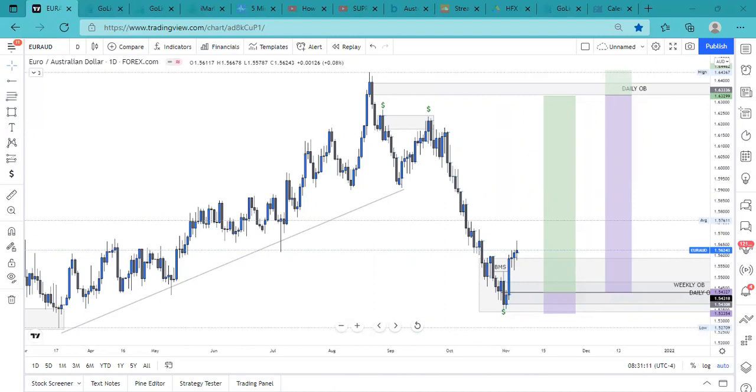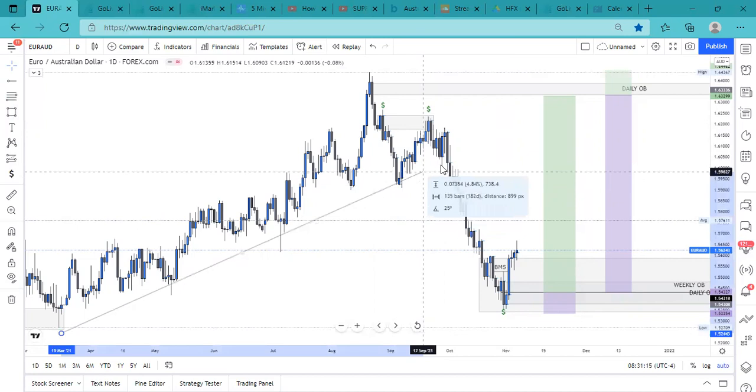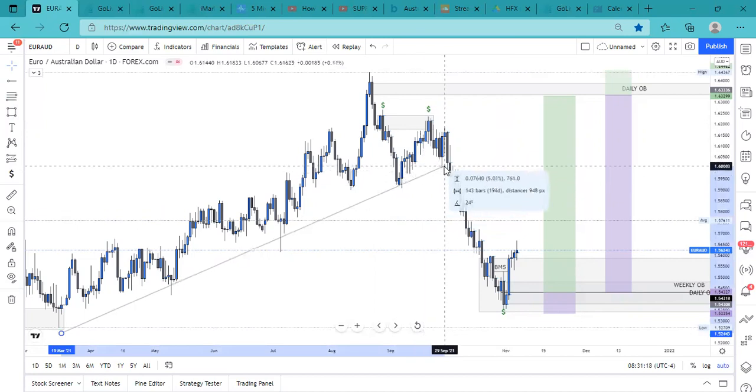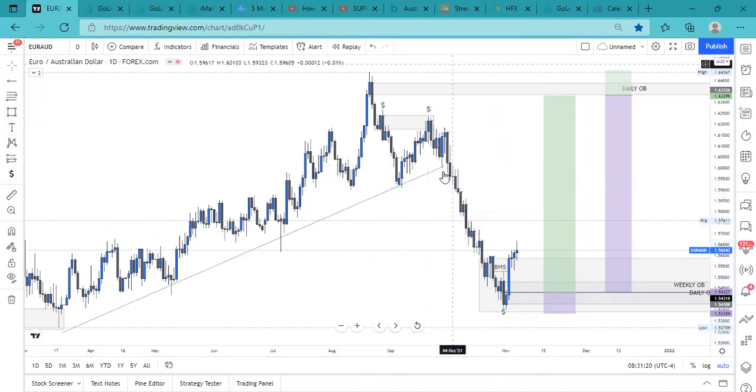If I was to extend this trend line, I'm only following the lows. It's going to get to this breaker. Yes, I'm going to get to this breaker.